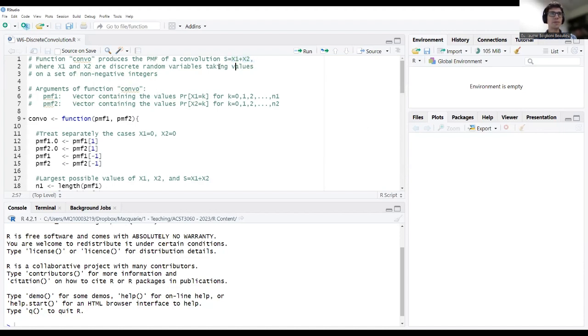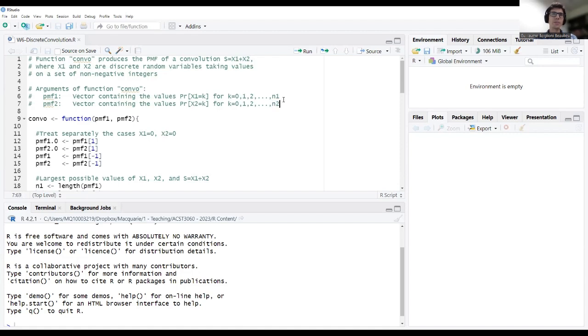Specifically, here we're going to restrict ourselves to the case where X1 and X2, two random variables, are discrete and take values on the non-negative integers, but in a certain range. X1 can take the value 0, 1, 2, up to some upper bound n1. And same thing, X2 can take the value 0, 1, 2, up to some possibly different upper bound n2.